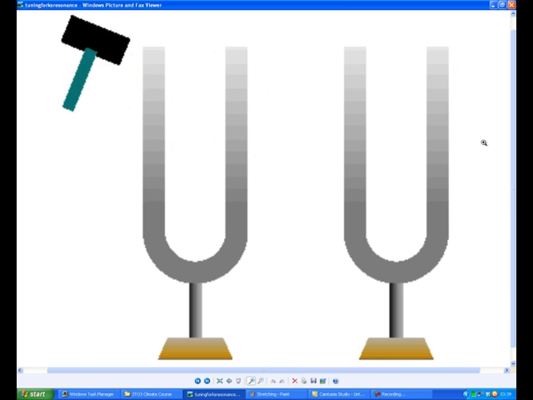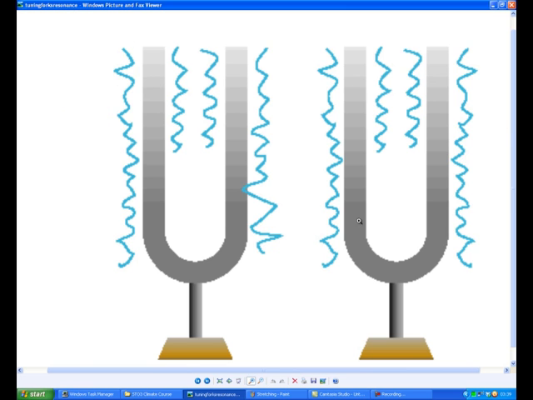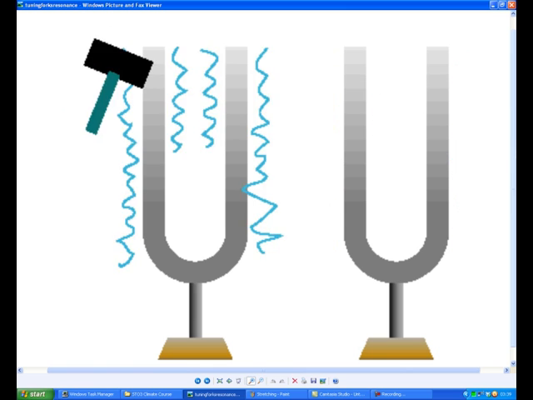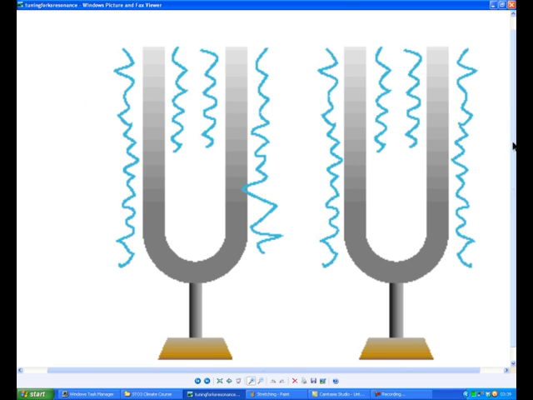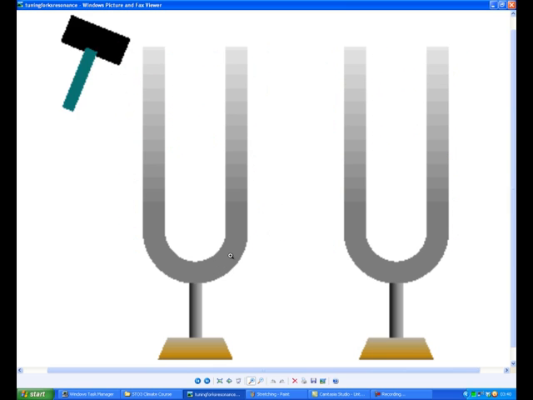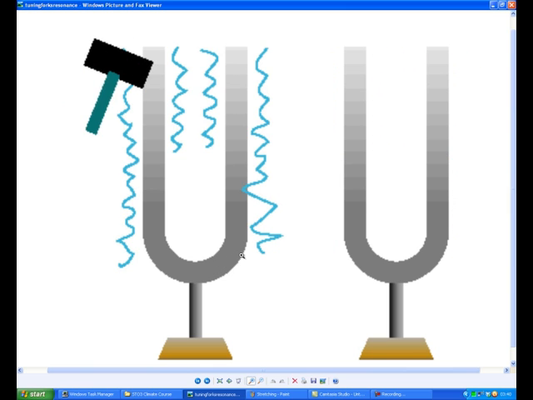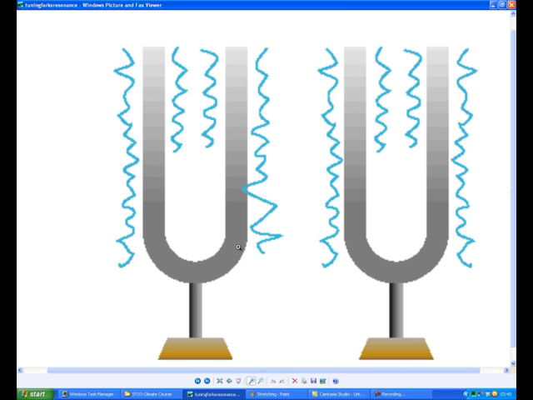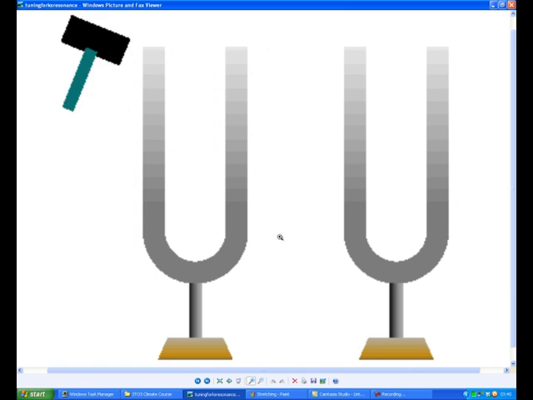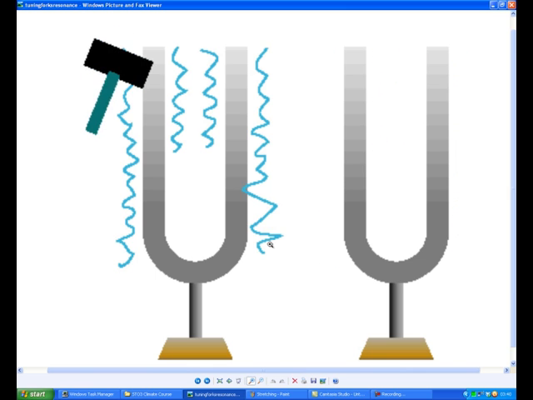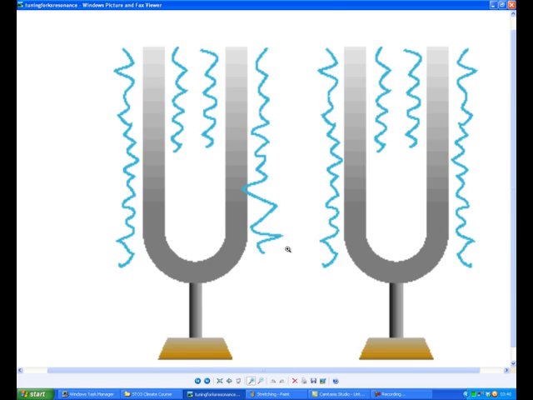And actually, if you had a third tuning fork, the second tuning fork would make the third tuning fork vibrate as well. Now, a similar process happens with molecules, but instead of sound waves, electromagnetic waves. So we're going to be looking at the gas molecules and how they emit and absorb energy.